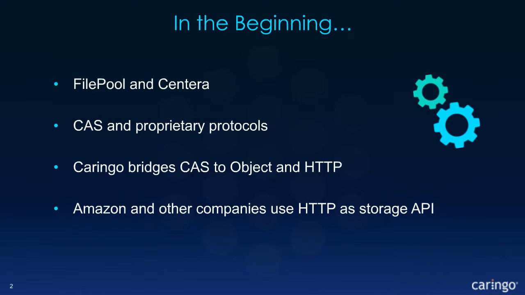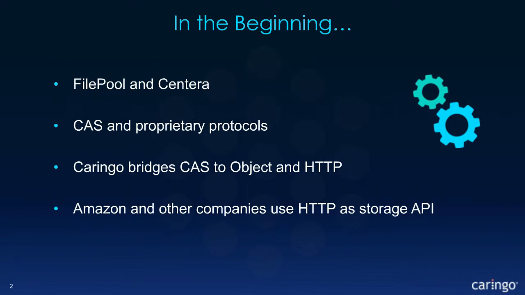The entire product was also characterized by proprietary protocols. What do I mean by that? I generally mean that in order to write content to the CAS or to the Centera, you needed to tie an application to it with a proprietary API that wrote a more or less undocumented protocol. So this wasn't a protocol that was open, that was well understood, that anyone could write to. It required essentially bundling someone else's proprietary code into applications, which ended up being really less than ideal.